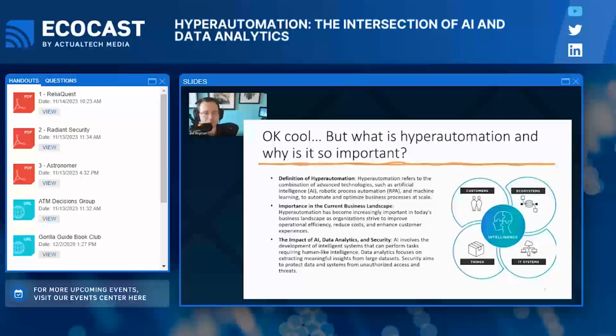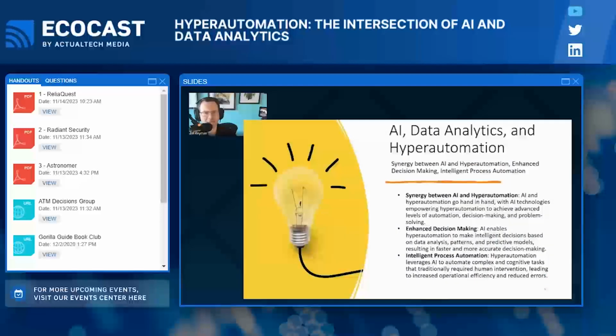But really, we're trying to create better intelligence, right? We're trying to create a system that supports customers, ecosystems, IT systems, and things. All of these things that ultimately are able to connect together. So at the highest level possible, let's also look at AI, data analytics, and how it impacts this new concept of hyperautomation, the synergies between all of them.